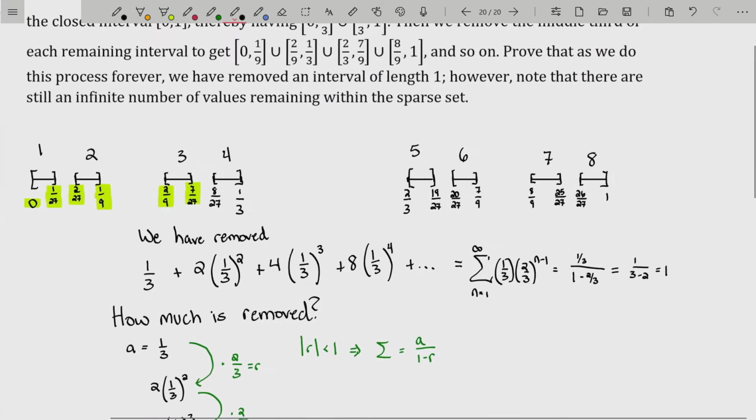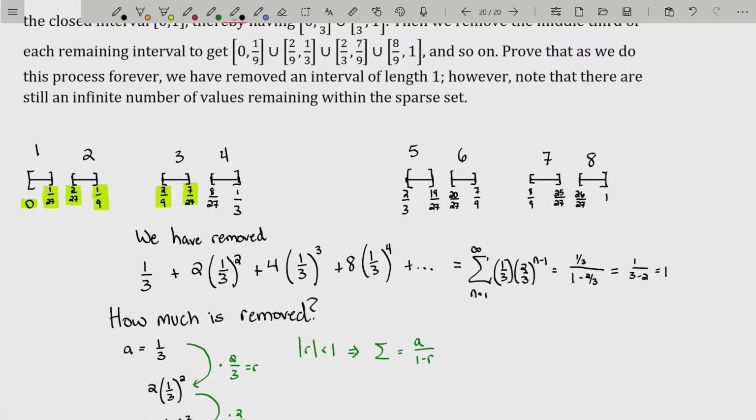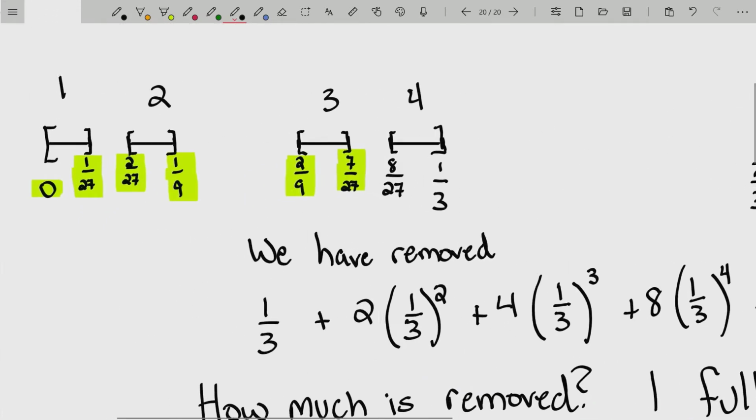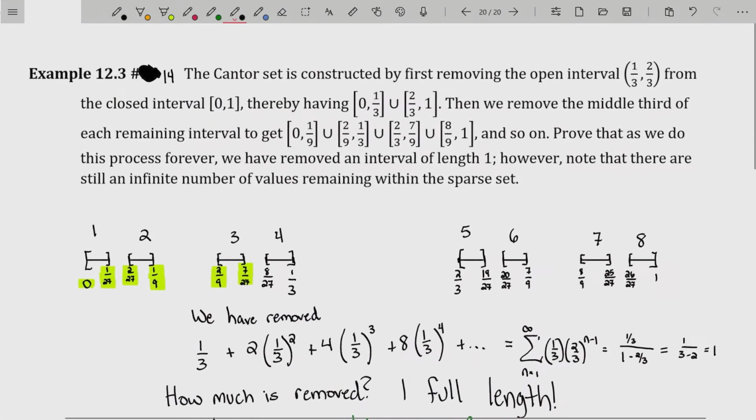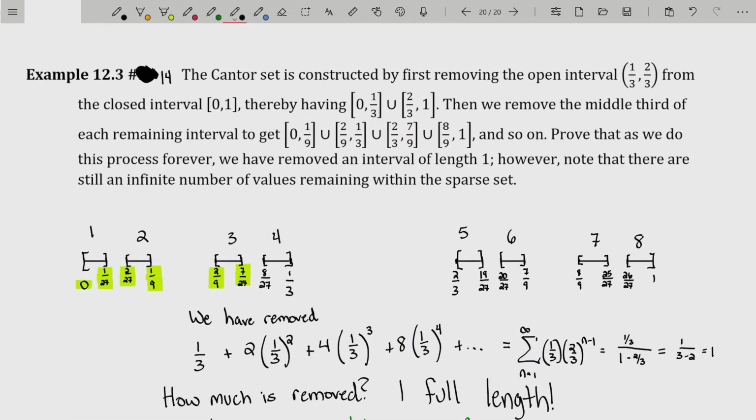The question is, how much have we removed? 1. 1 full length. Now remember, this was just an interval from 0 to 1. We have removed the entire length. Everything from 0 to 1 we should have removed. We removed a length of 1. Yet, we will have an infinite number of points remaining because we keep all the edges. This is where calculus sings beautifully, is that you could remove a full length from an interval of length 1 and still leave an infinite amount of numbers there.